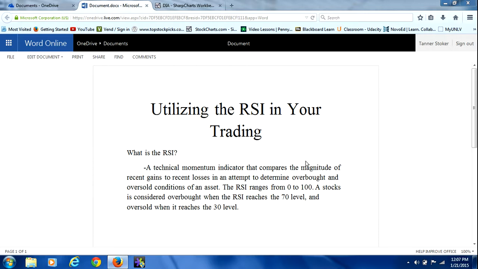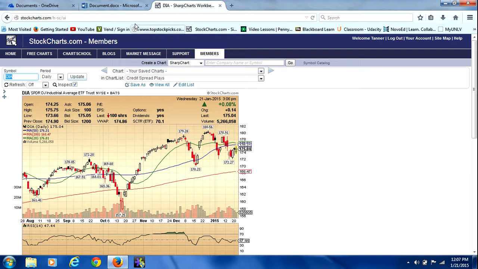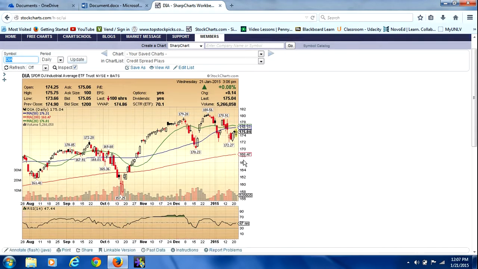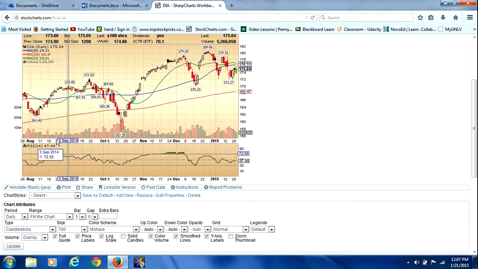Alright, and this will make a lot more sense if we just look at it on a chart. So I set up the DIA on stockcharts.com. I removed all the indicators except for the RSI. I left it at its basic setting of 14. And as you can see in the notes, there's the 70 level, and it drew a line for us, that gray line, and the 30 level, and it drew a line for us, that gray line. And those are the areas we want to pay attention to.